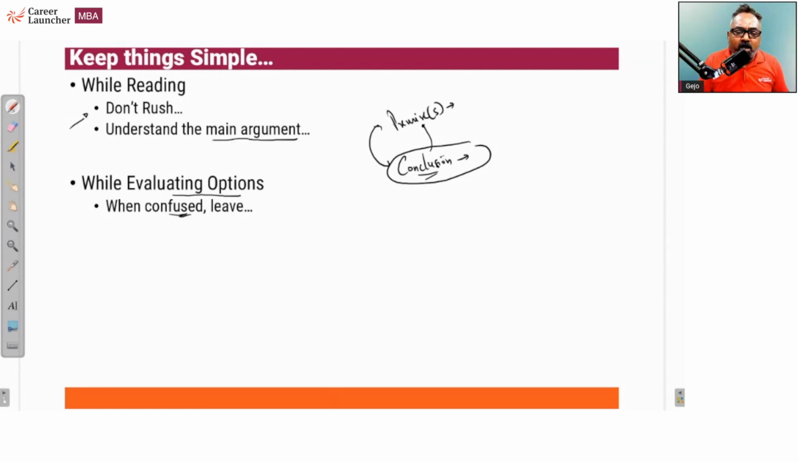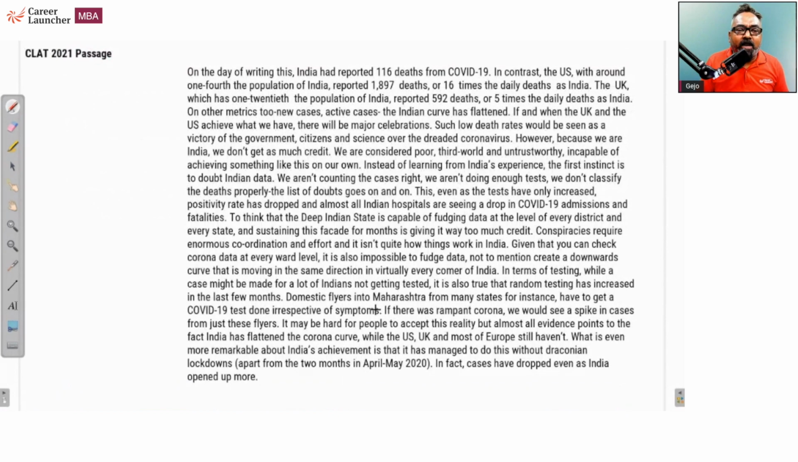Okay, so I'm going to take this particular passage. This is a CLAT 2021 passage. I'm sure that you've seen this passage, right? When I'm reading this, not every sentence has the same importance. Reading is like a traffic signal. I've got red signals, yellow signals, and green signals. Red signals are the claims made by the author. Very important. The green signals are the reasons, evidences, and justification the author gives. I will read it, but I will not commit it to memory.